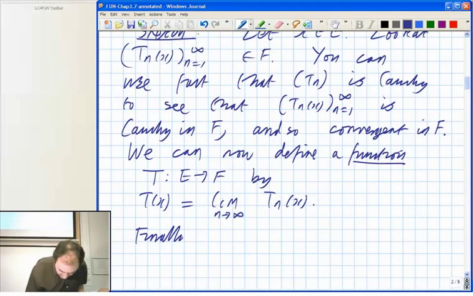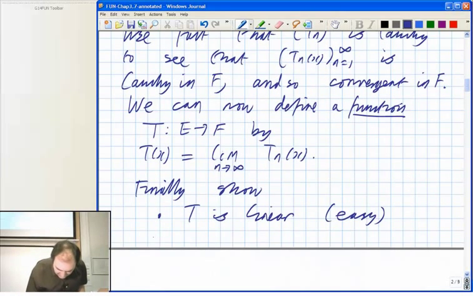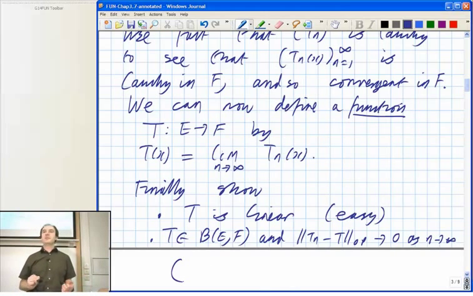So finally, you show t is linear. That's easy. And that t is in B of E, F, and the operator norm of Tn minus t tends to 0 as n tends to infinity. And that's the usual, use the Cauchy condition again, as usual, in all the proofs we've seen so far.